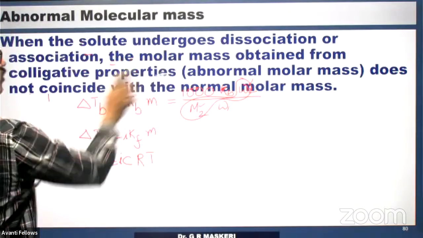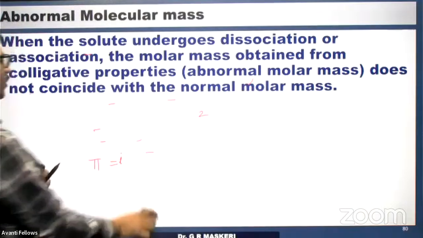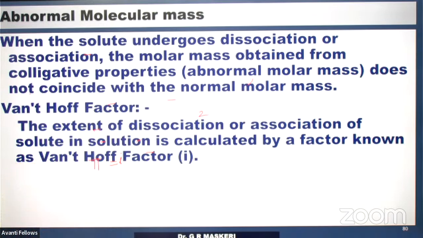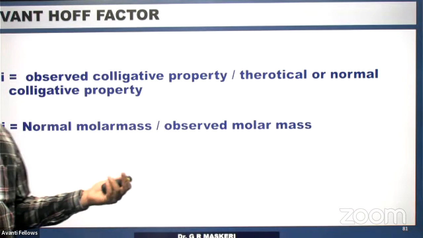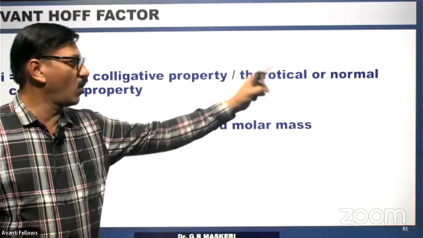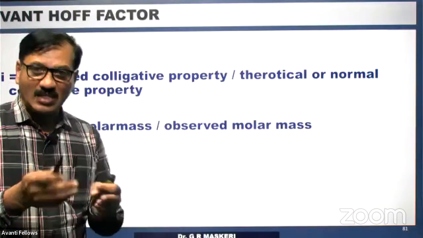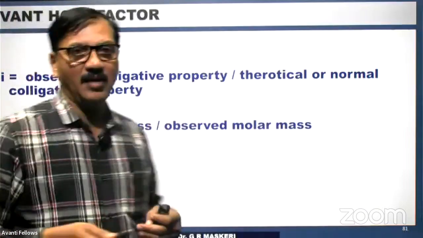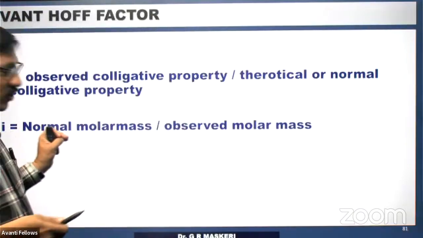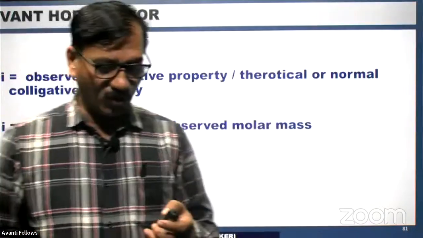When the solute undergoes dissociation or association, the molar mass obtained from the colligative properties does not coincide with the normal molar mass. So the van't Hoff factor is needed. What is the van't Hoff factor? It can be defined in various ways. One: the van't Hoff factor i is the observed colligative property divided by the theoretical or normal colligative property. The observed colligative property is from experiments, and the theoretical one is calculated if you know the molar mass of the solute. Otherwise, i is the normal molar mass divided by the observed molar mass. This is the way we can define the van't Hoff factor.